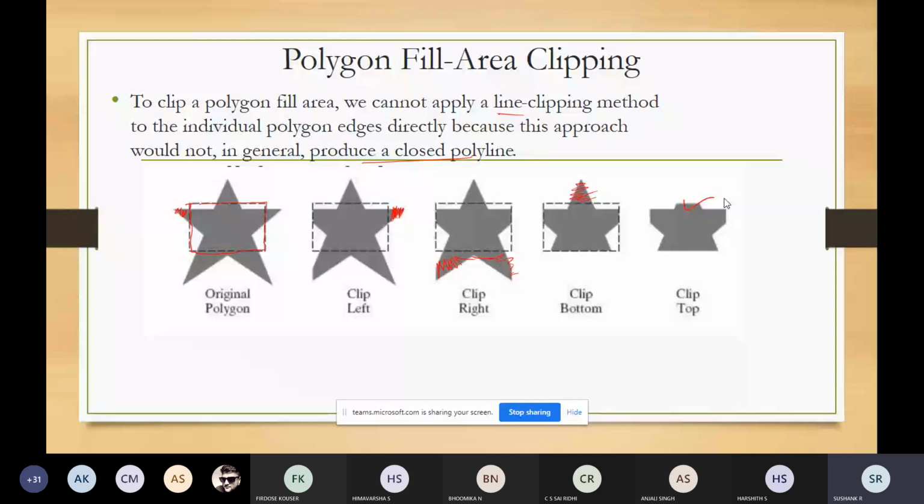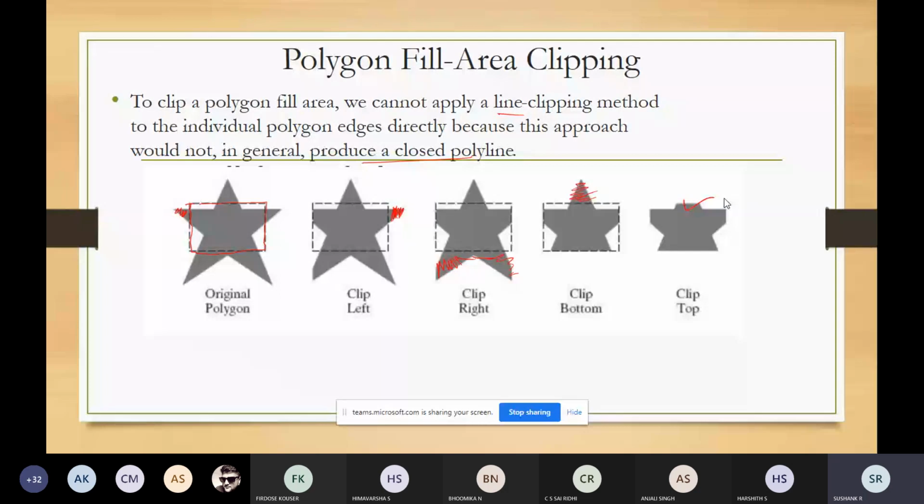Original polygon: for the first time the left clipping window will remove the objects that are on the left hand side of the clipping window. The right clipping window will remove the polygon on the right hand side, the boundaries which are outside the right hand side, and the top will remove the object that is on the top of the clipping window, and the bottom clip window. So this is how the method works.